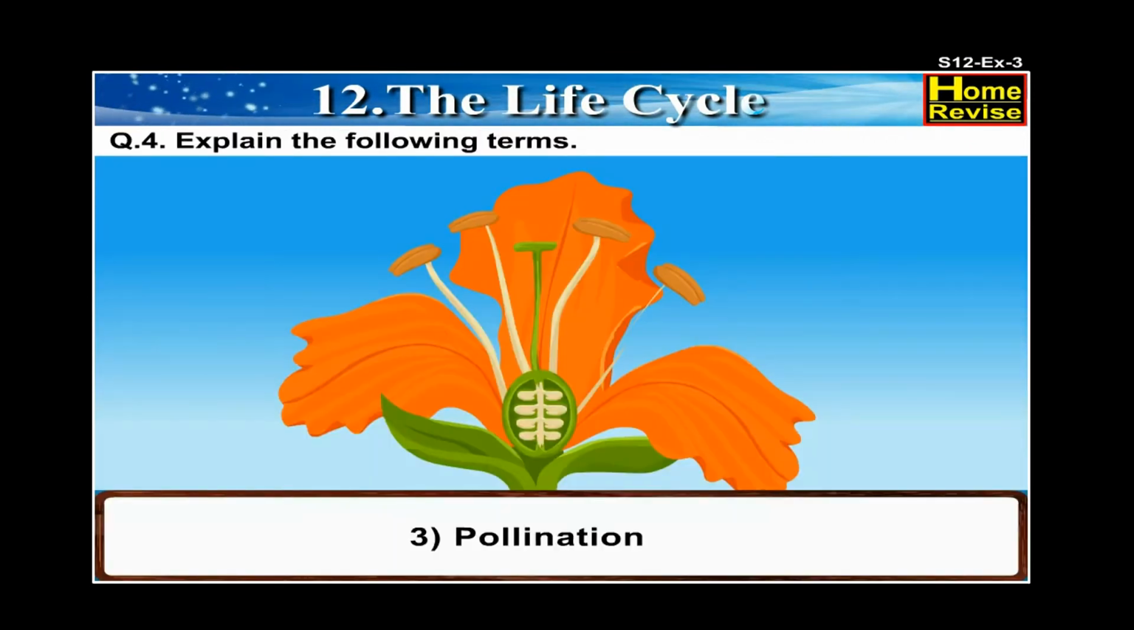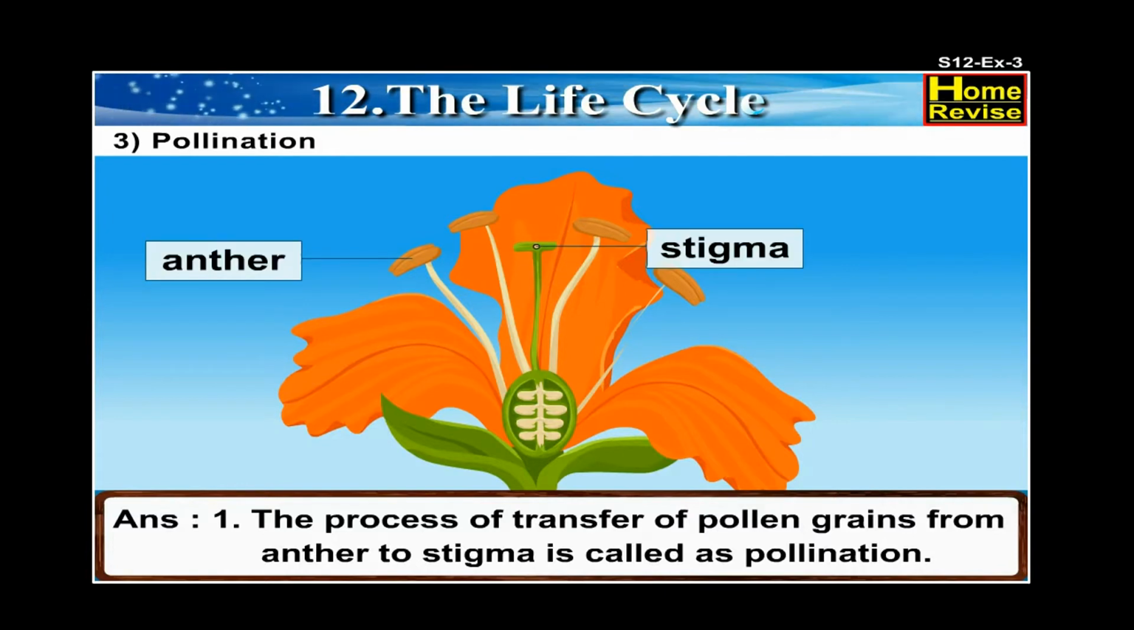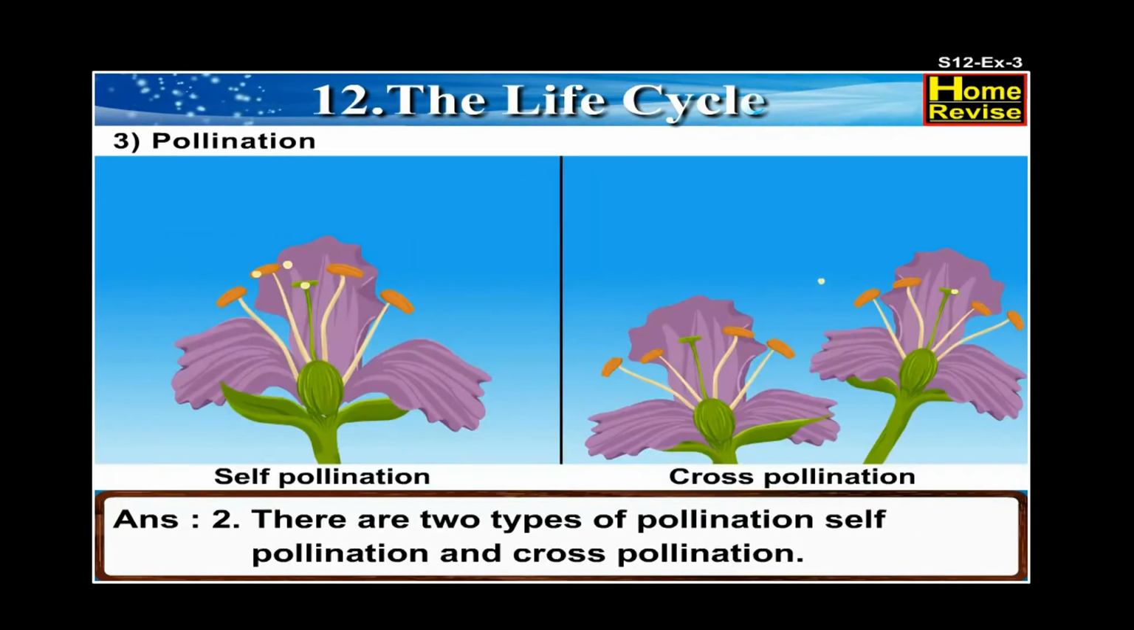Third, pollination. 1. The process of transfer of pollen grains from anther to stigma is called pollination. 2. There are two types of pollination: self-pollination and cross-pollination.